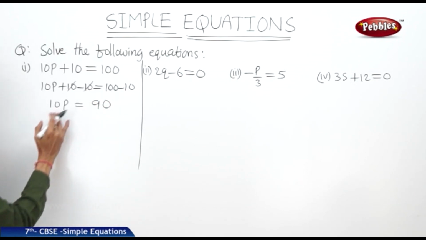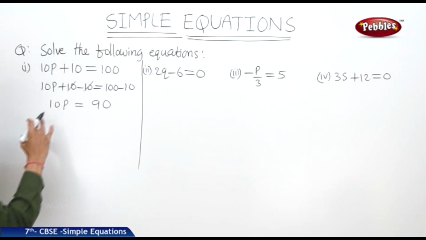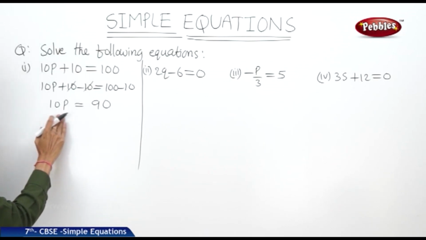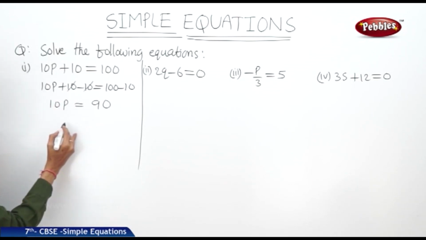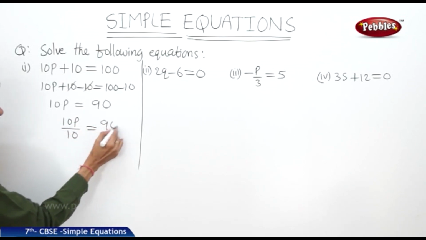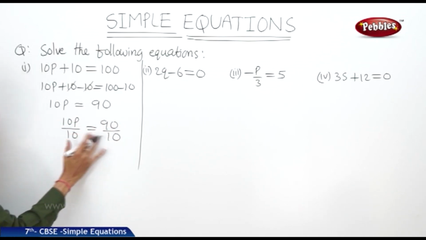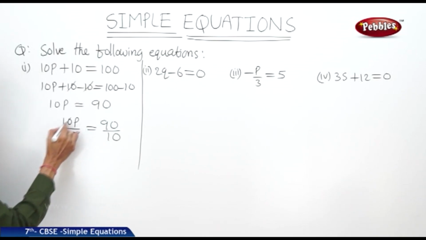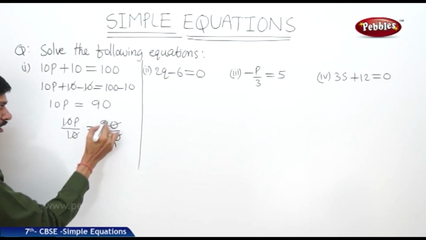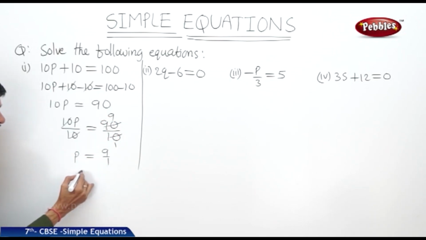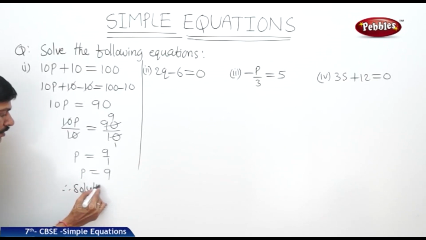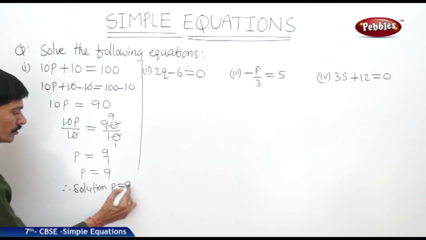So how to separate p again in the LHS? Here 10p means it is multiplication of 10 by p. So to cancel into 10, we divide both sides by 10. So then we get 10p by 10 equals 90 by 10. So both sides are divided by 10. Here 10 gets cancelled. Here 10 ones are 10 and 10 nines are 90. Then p equals 9 by 1. So p equals 9. Therefore the solution of the equation is p equals 9.